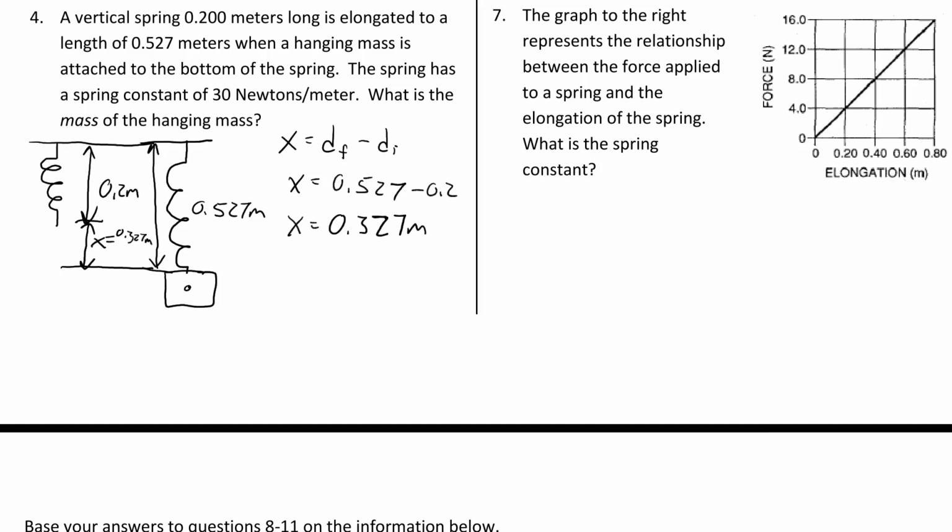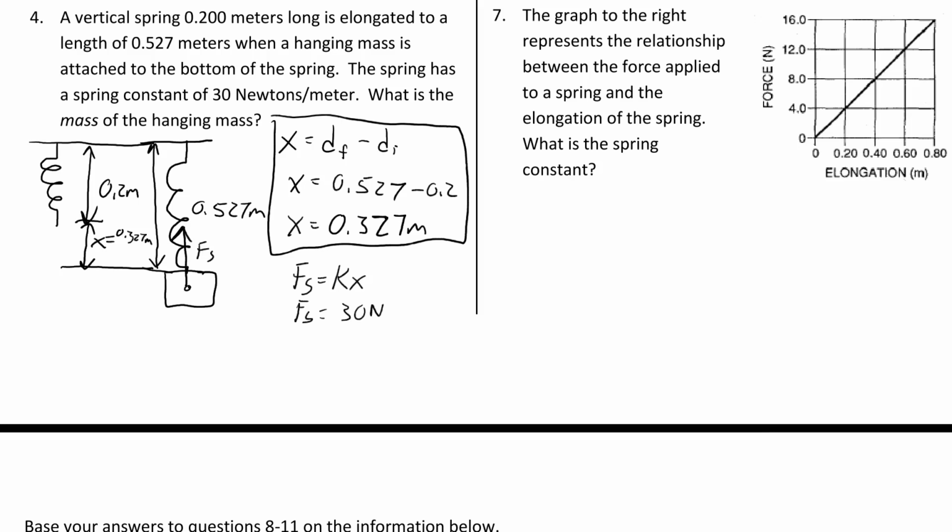Okay, so now that we know that, that's step one. Step two is to do Fs equals Kx. What is the force that is being exerted by the spring? Well, Fs is equal to K, which they tell you is 30 newtons per meter, times X, which is 0.327.